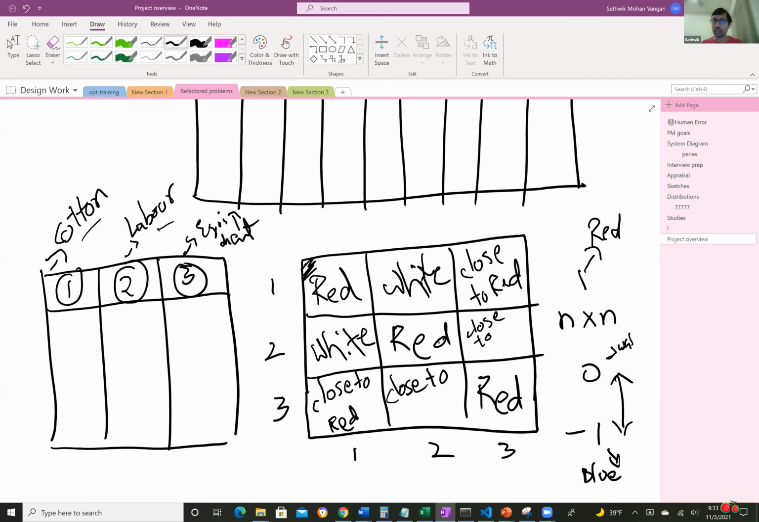What did we discuss? If I buy higher priced equipment, what happens to my labor cost? It goes down. Right. But if I buy cheaper equipment, my cost of equipment goes down. What happens to my labor cost? Goes down. So what correlation is it? Close to red.